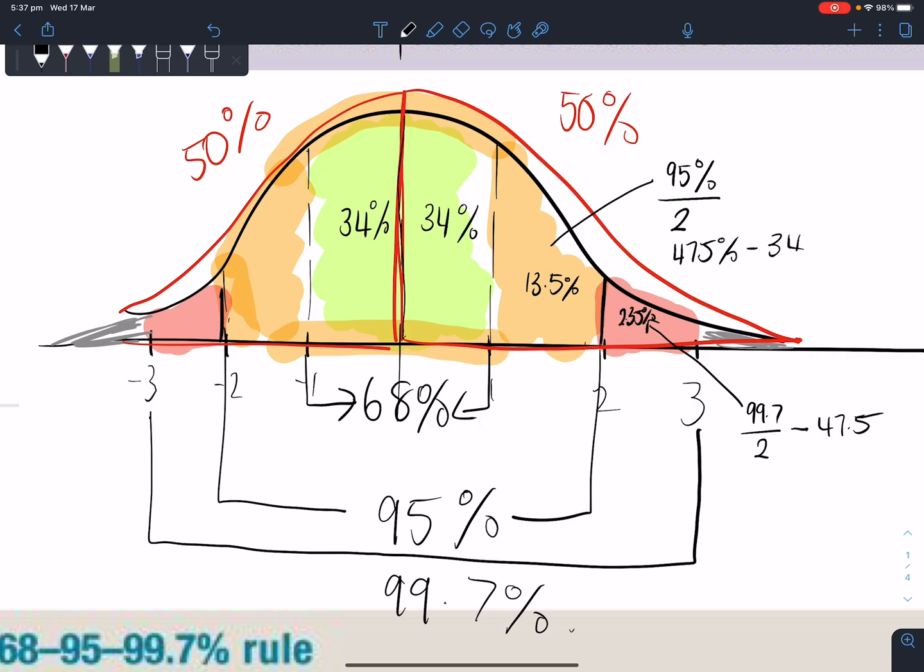Now, let's check if I'm right. So that plus 13.5 plus 34 should equal 50%. I'm off, 50.15. What have I done? 95 divided by 2 minus 34, 13.5. What did I say?